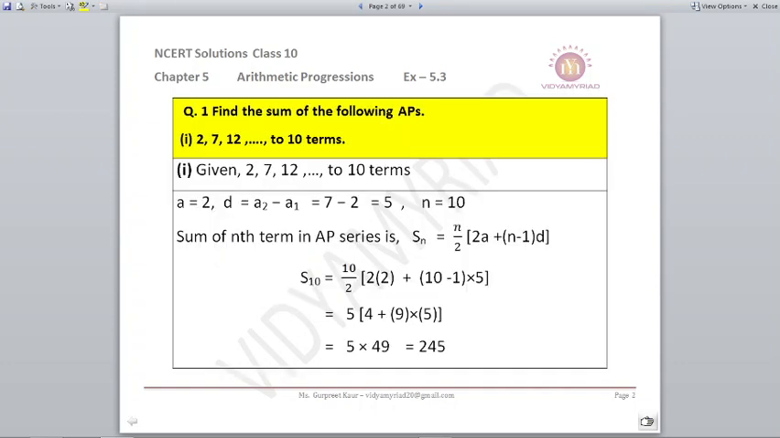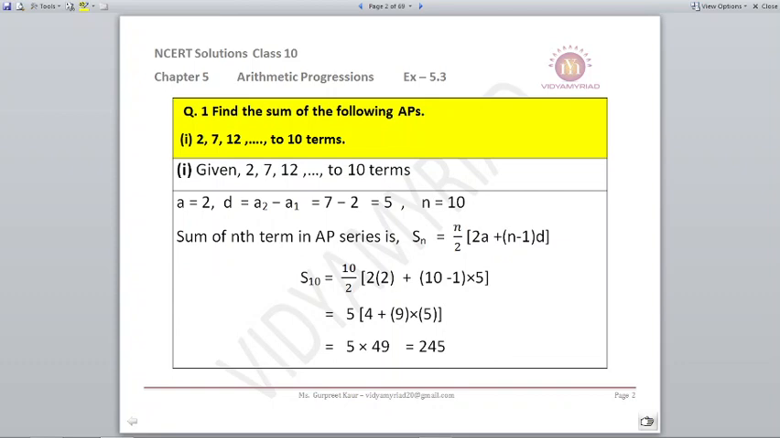Question number 1. Find the sum of the following APs. Now series are given to us and we are told about certain terms. We have to find out some of those terms. In the first option we have A as 2 and we can find out D by subtracting 7 minus 2, which comes out to be 5, and N is 10. That means we have to find out S10.